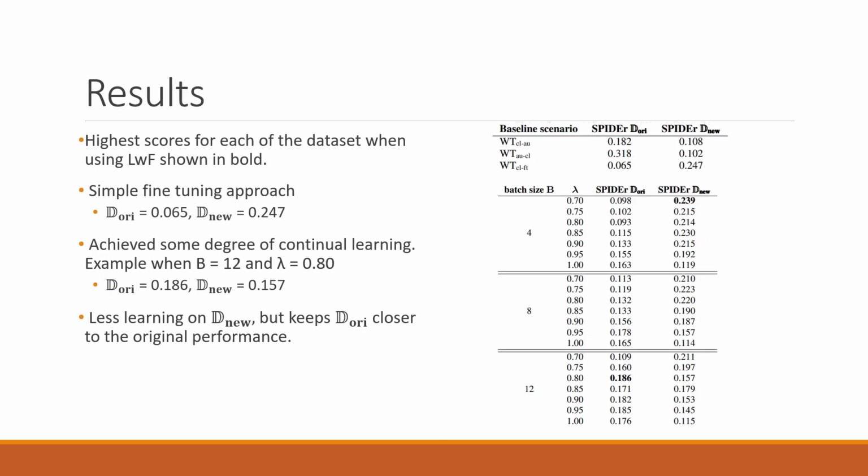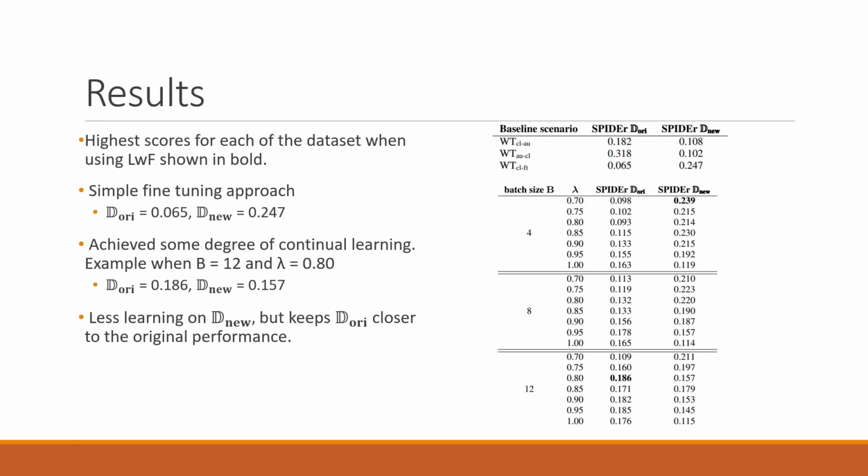So about the results, the first table shows the baseline scenarios: a WaveTransformer trained with Clotho and then evaluated on Clotho and on AudioCaps. Then a WaveTransformer model that was trained with AudioCaps and then evaluated on AudioCaps and on Clotho. And finally, a WaveTransformer model that was trained with Clotho and then fine-tuned using AudioCaps, and then evaluated on Clotho and on AudioCaps. You can see here that when we use the simple fine-tuning approach, the SPIDEr score for Clotho degrades from 0.18 to 0.06, so it's a significant degradation on the original dataset.